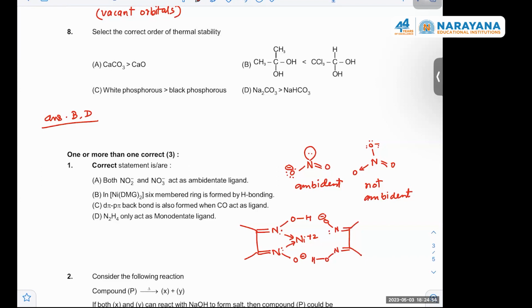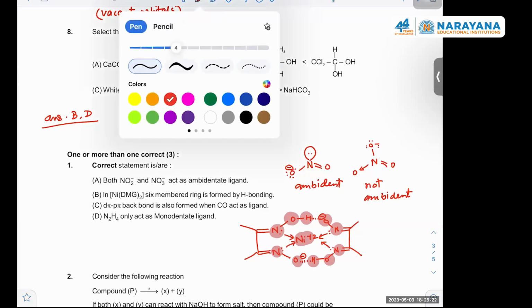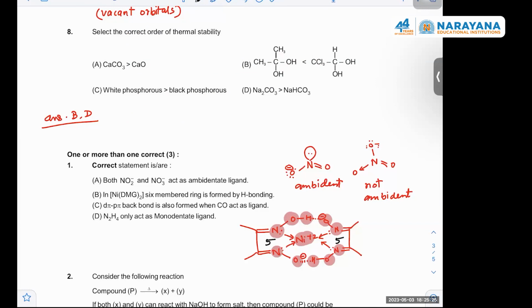Okay. In this situation, nitrogens are the donors, and here H bonding is taking place. Okay. So we have to just count the number of atoms. 1, 2, 3, 4, 5, and 6. 6 atoms. A 6-membered ring is formed by H bonding. The chelation pattern is of 6-membered rings here also and here also. So here there are two 5-membered rings by direct chelation, and 6-membered rings by chelation due to H bonding. So B is correct.